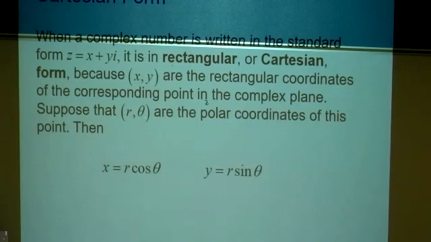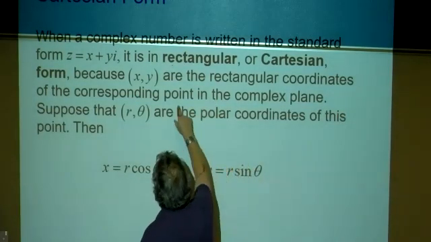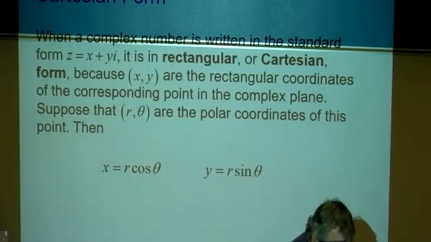When a complex number is written in standard form, z equals x plus iy, it is in rectangular or Cartesian form because x and y tell us where they are in the complex plane. But we can write it using polar form as well, where x equals r cosine theta and y equals r sine theta. So it would be r cosine theta plus r sine theta times i.